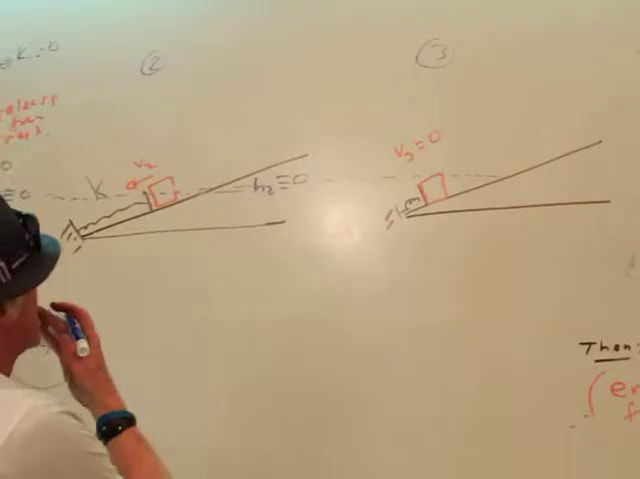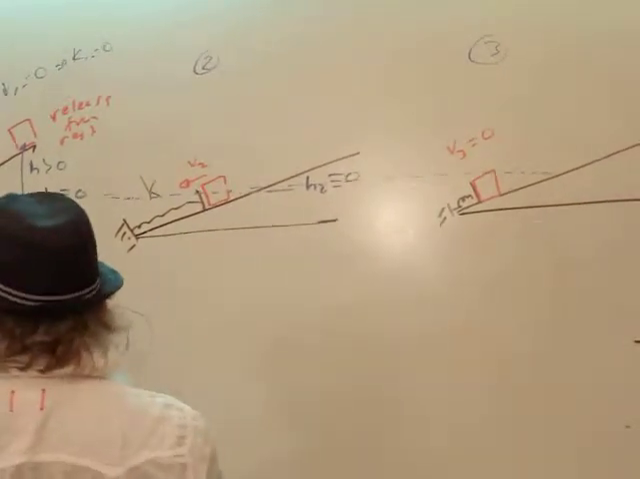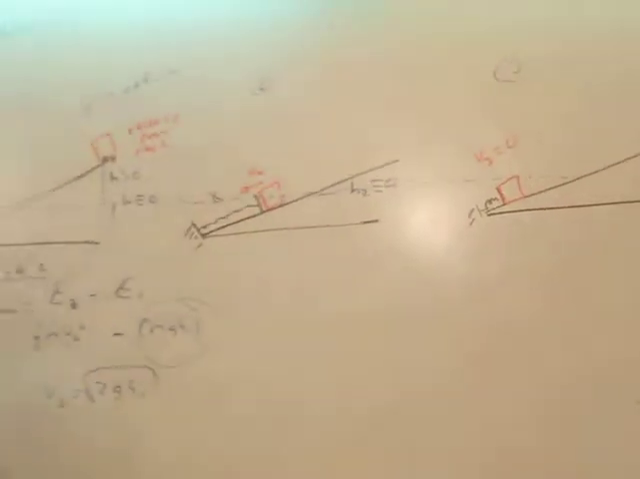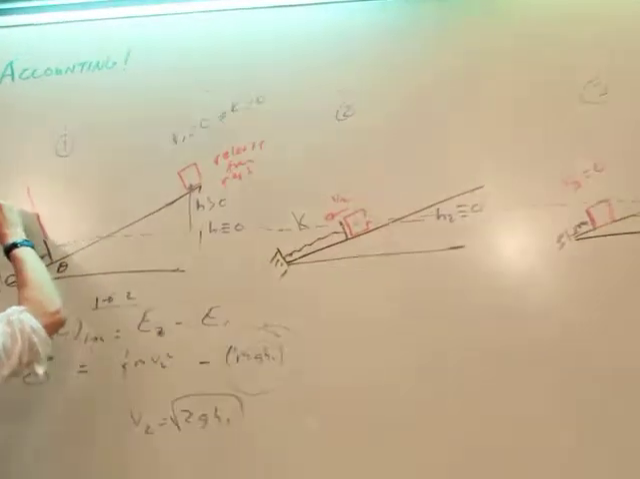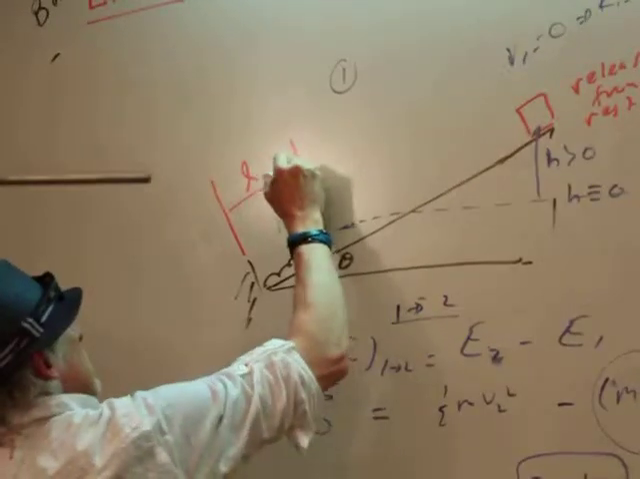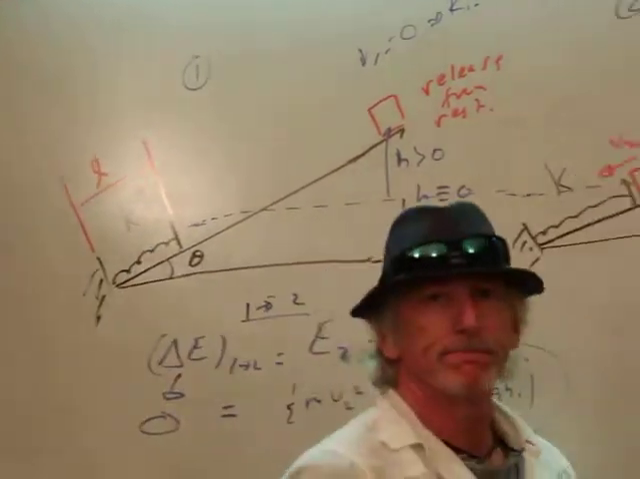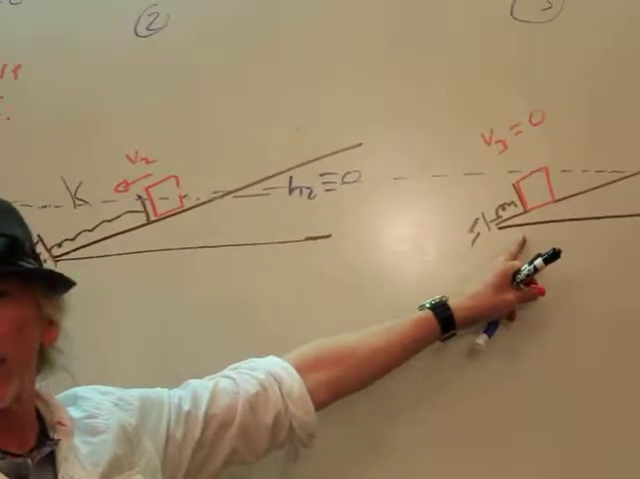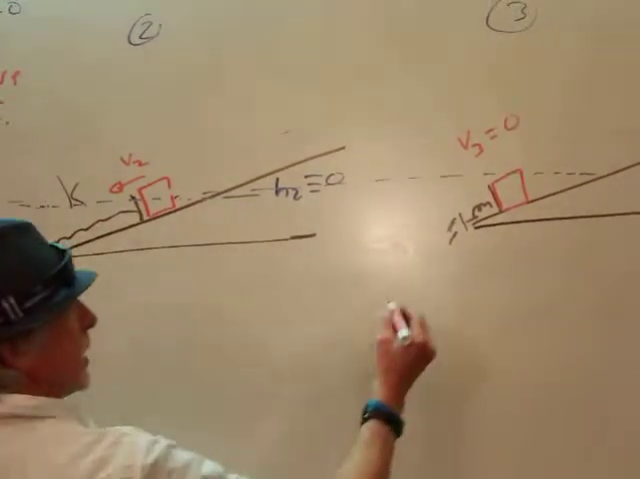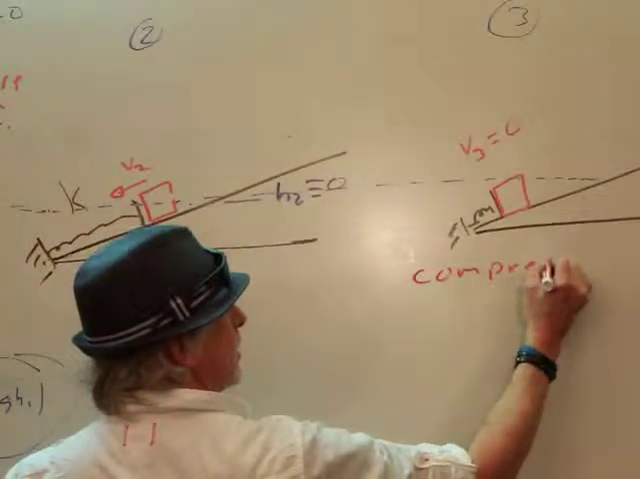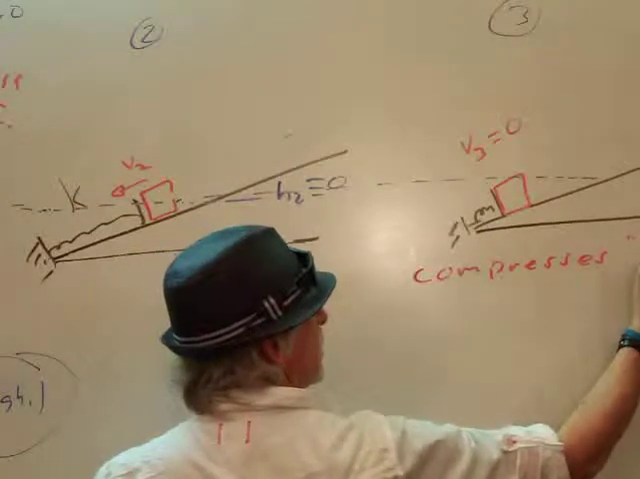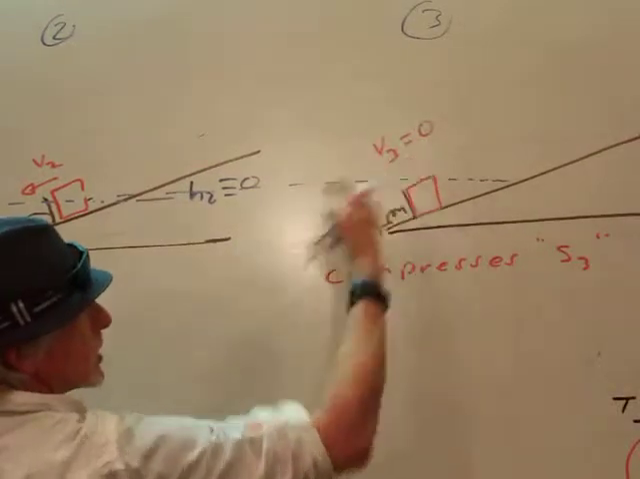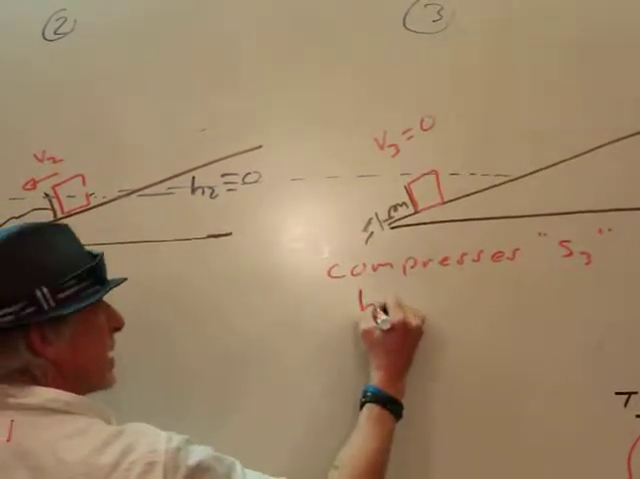But suppose I knew something about this spring. Suppose that I knew that the spring had a length of L. And then it goes down here and it compresses some amount, S3. And then, of course, it stops, so there's no kinetic energy, but there is potential. So what's h3?